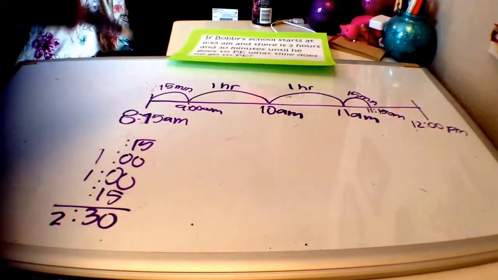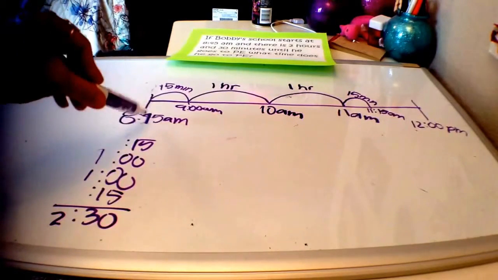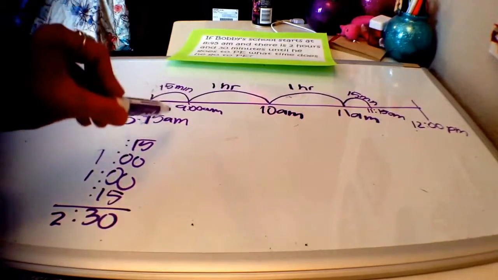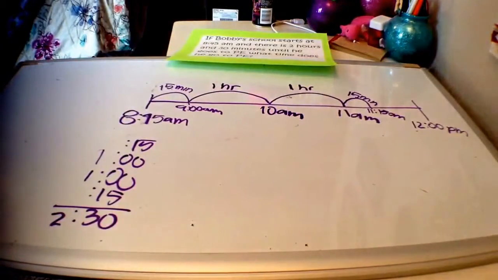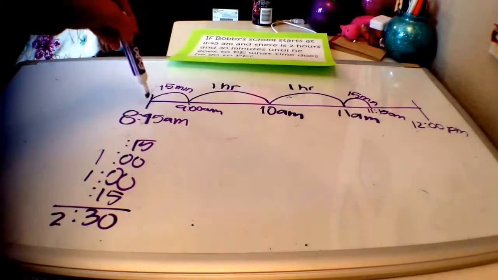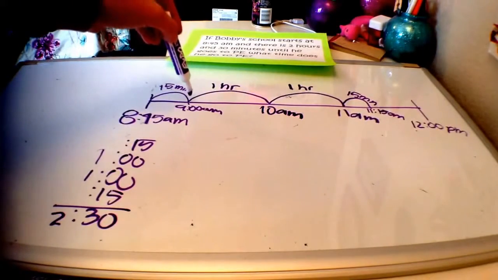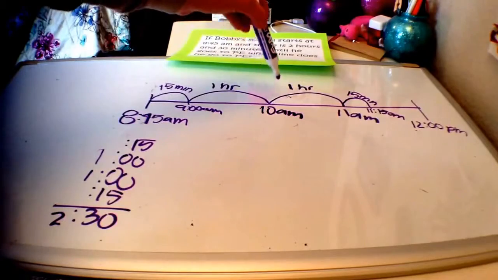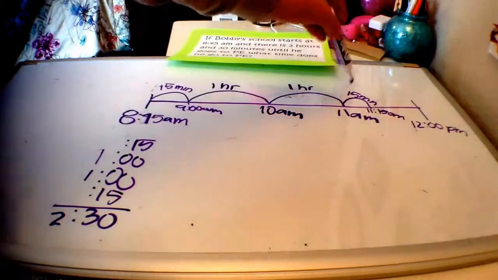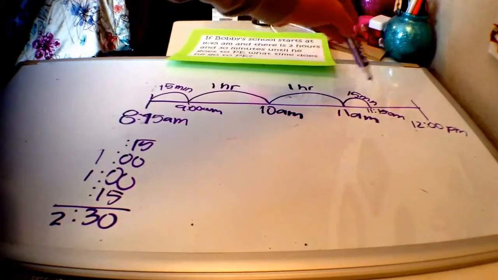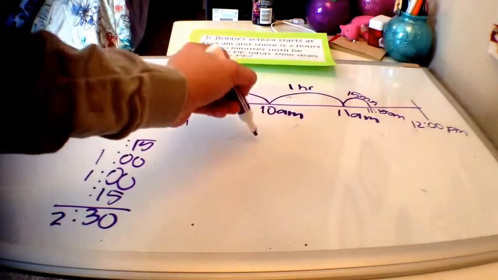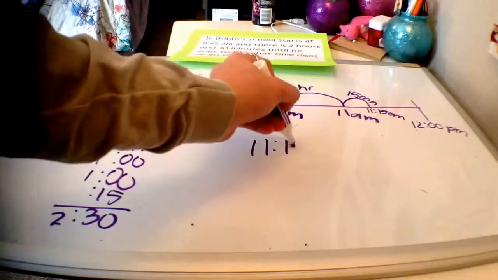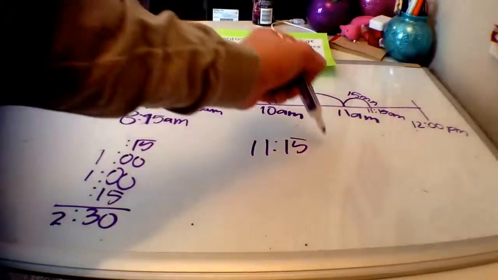So if he gets to school at 8:45, in 2 hours and 30 minutes when he goes to PE, it will be 11:15. So starting at 8:45, we did a 15-minute jump to 9, a 1-hour jump to 10, another 1-hour jump to 11 a.m., and then a 15-minute jump to 11:15, meaning he will be going to PE at 11:15.